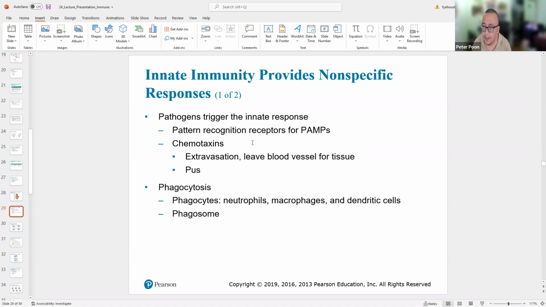Chemotaxin. When there's cell damage, they release chemotaxins. Chemotaxins, like nitric oxide, attract white blood cells and get white blood cells like neutrophils to leave the blood vessel for the tissue, and that's extravasation.